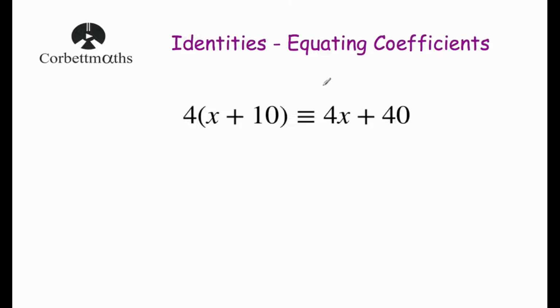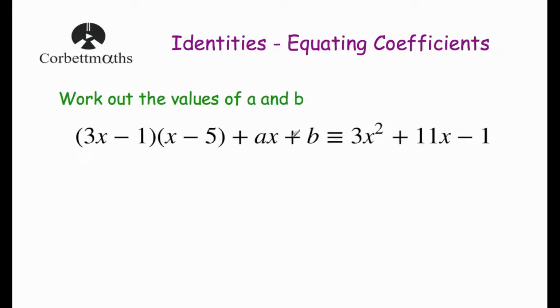So here we've got an identity, and it's 4 bracket x plus 10 close brackets is equivalent to 4x plus 40. And it's an identity because no matter what the values for x are, the left hand side will always be equal to the right hand side of this identity. So if we've got an identity like this and we've been asked to find missing numbers, we can use a technique called equating coefficients to be able to help us work those out. And we'll come back to this example later.